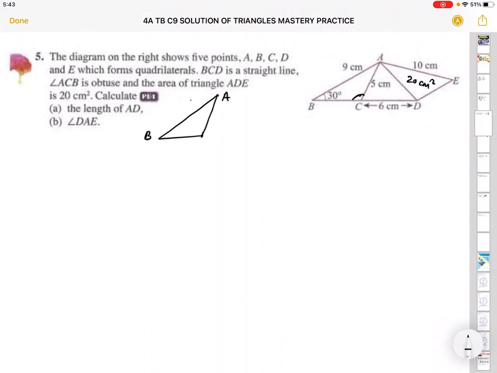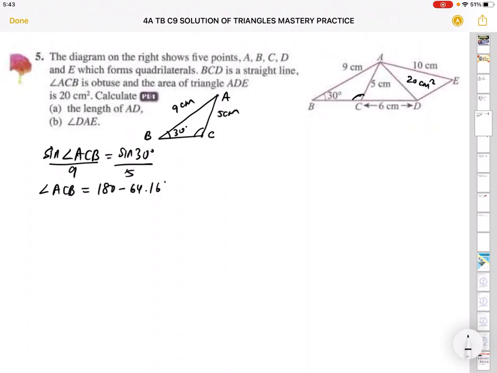This is 5 cm. This is 30. This is 9. So we need to find one angle here. Focus on what we can find. We can find angle C. So I'm going to write sine angle ACB, divide by 9. This is sine 30, divide by 5. And we know this is obtuse. So angle ACB is obtuse. When you use your calculator, you should get 64.16, but we need to take 180 minus, right? And this will be 115.84.